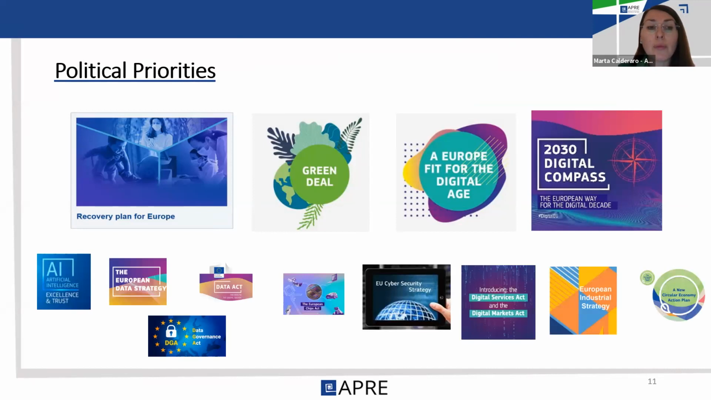But actually, within those priorities the European Commission has also given a specific set of political frameworks, starting from artificial intelligence, excellence and trust, to the European data strategy that was launched within the European digital strategy, I would like to remind, in February 2020, and then the Data Governance Act and the Data Act that has been recently launched as a proposal to the European Council and the European Parliament last week.